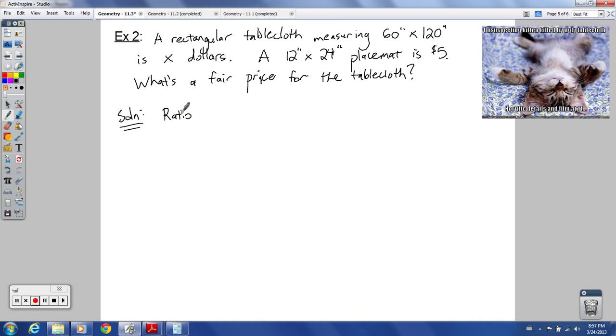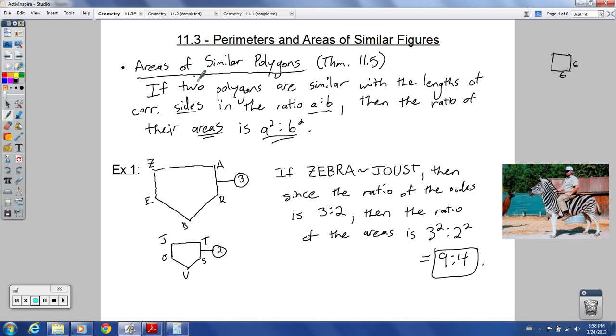Okay, so in this one, the ratio of, we didn't talk about this yet here.